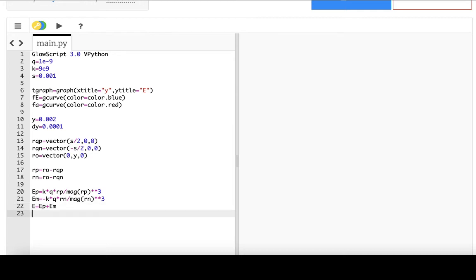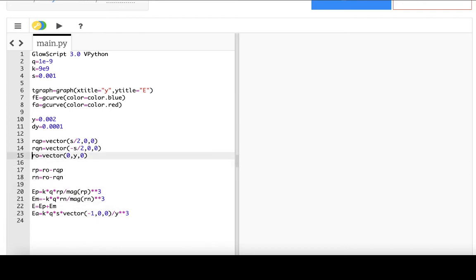And let's also calculate E approximation. I'm going to write it as a vector too. So this is going to be equal to K times Q times S divided by Y cubed. And then I need to multiply this as a vector, vector negative 1, 0, 0, because it was in the negative x direction, and I knew that. Okay, so now I want to make a graph.